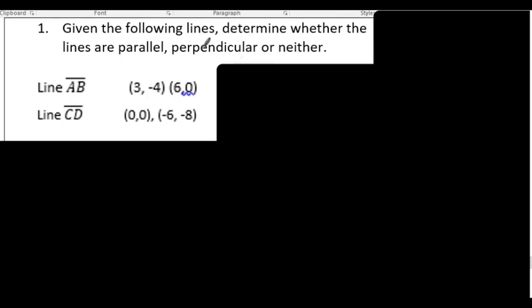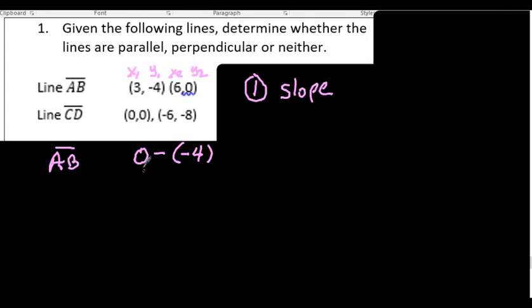Number one is just saying determine whether they're parallel, perpendicular, or neither. So the first thing I need to know is their slope. If I'm looking at line AB, how do I find the slope? Well, I do x1, y1, x2, y2, and figure out the slope. This would be y2 minus y1, so 0 minus -4, and then 6 minus 3. So 0 minus -4 becomes 4, and 6 minus 3 is 3. So that is for AB.